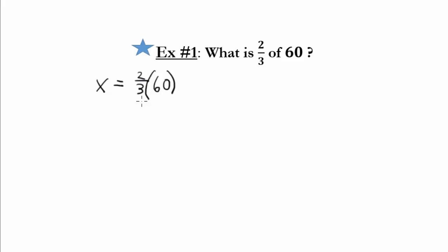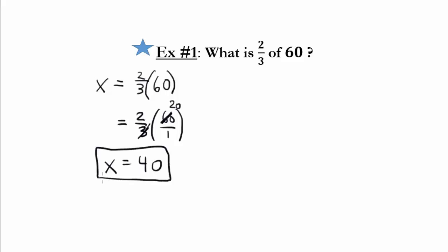We can do this with a calculator, that's fine, or we could say 2/3 of 60 is the same thing as 2/3 times 60 over 1. And here I can start canceling. So I know that 3 goes into 60 20 times, and I end up with 2 times 20 is 40. So our answer is x equals 40. This is one way of doing this problem.